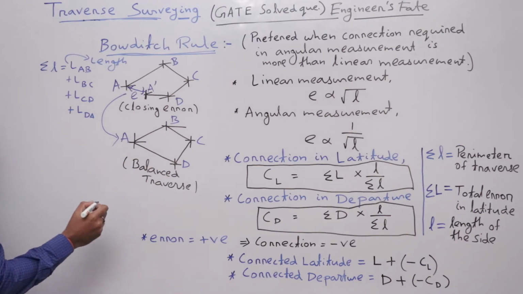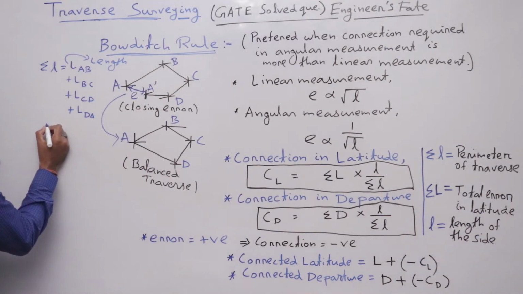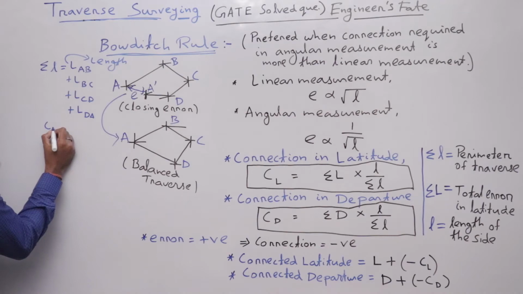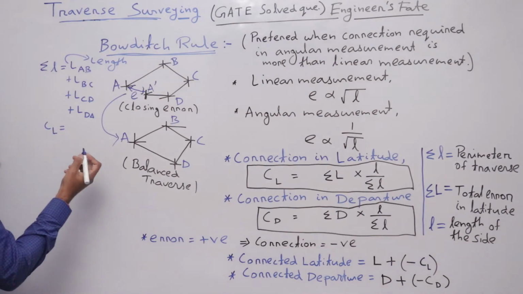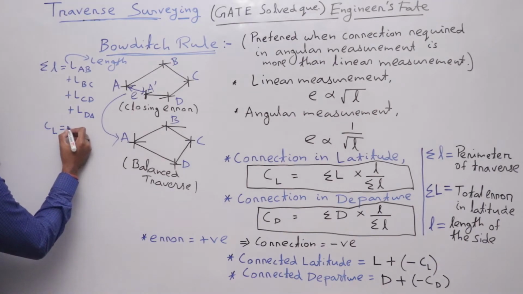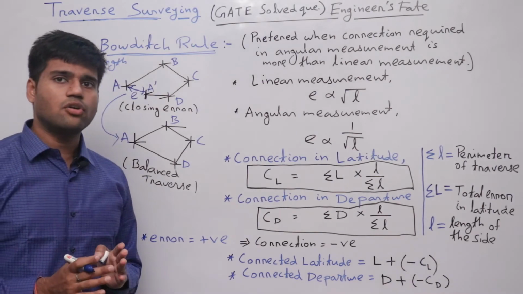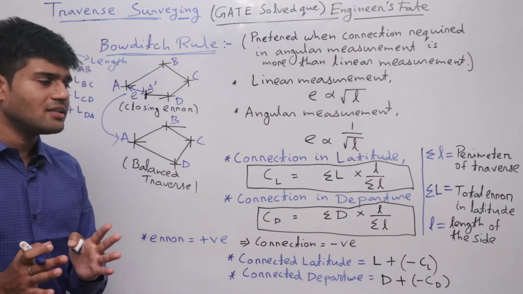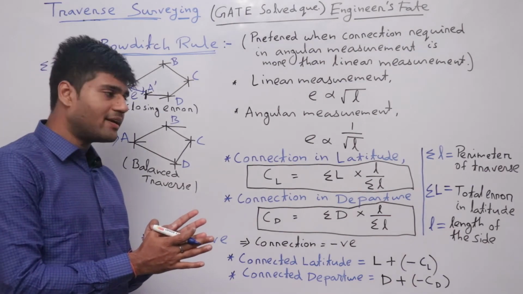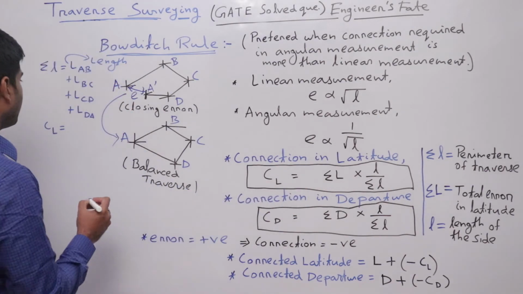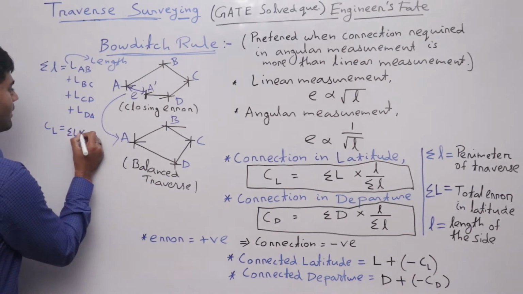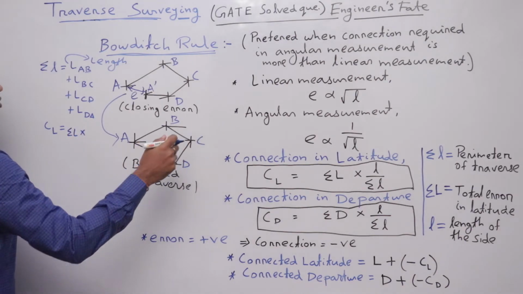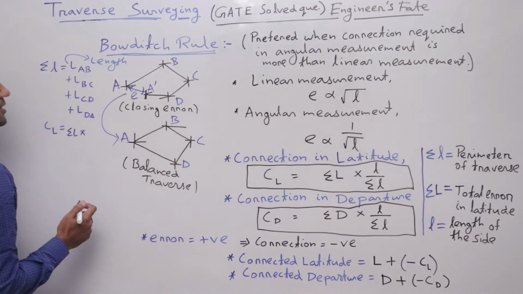And what can be the correction in latitude? I can denote it as correction in latitude CL equal to summation of L. Suppose summation of L means error in the latitude. Latitude means L cos theta. So adding all those things, whatever the error I will be getting, that will be summation of L, into small l by summation of small l.